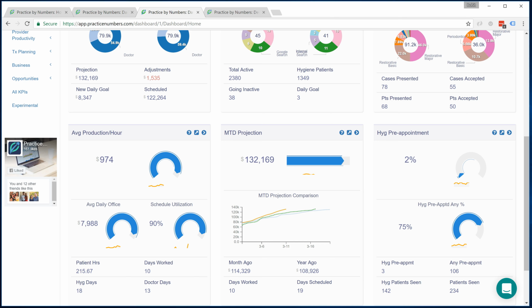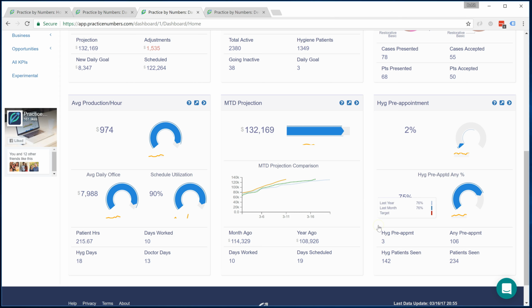Let's first look at the first graph that we have on everybody's homepage. The first one we look at is called the month-to-date projection. So what is this graph showing? It shows three different lines, and I'll show you two different practices here.